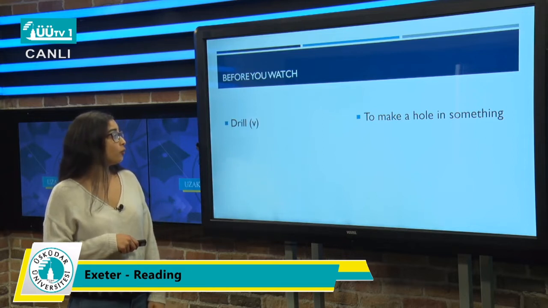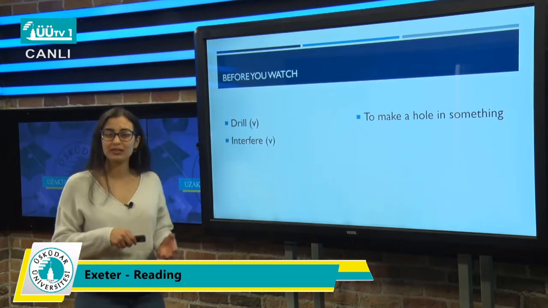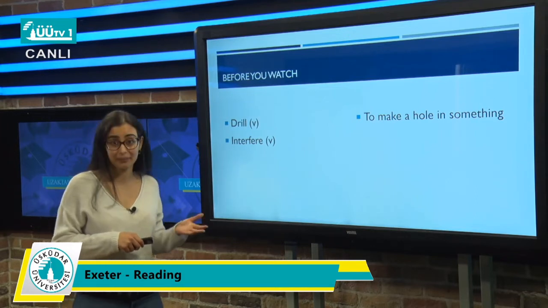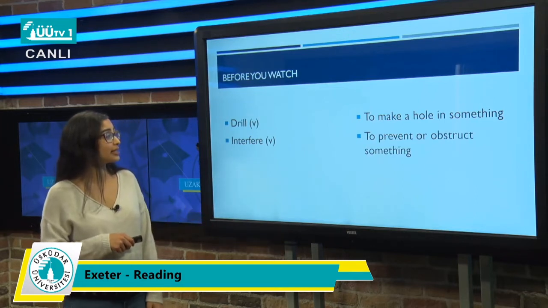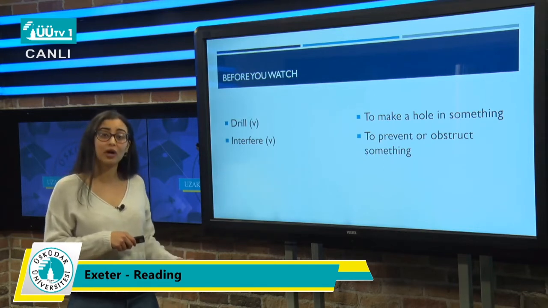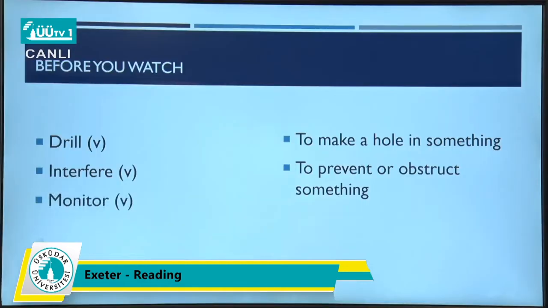Moving now to the second verb, interfere. To interfere in something means to try to interrupt something from happening or to stop it from happening. So interfere means to prevent or obstruct something from happening or developing. Moving now to the third verb, monitor. Monitor means to try to observe something while it's developing or growing, to watch and listen carefully to this thing while developing.